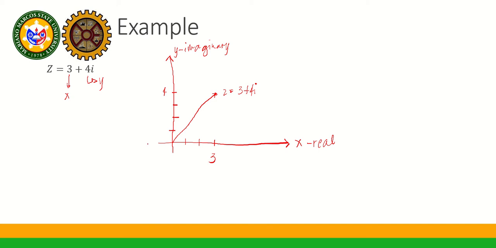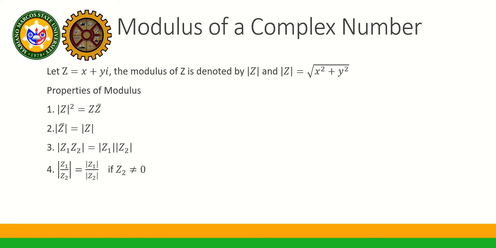And this diagram, this one, is called the Argand diagram. Okay, so this geometrical representation of a complex number is called the Argand diagram. So we proceed to the modulus of a complex number.